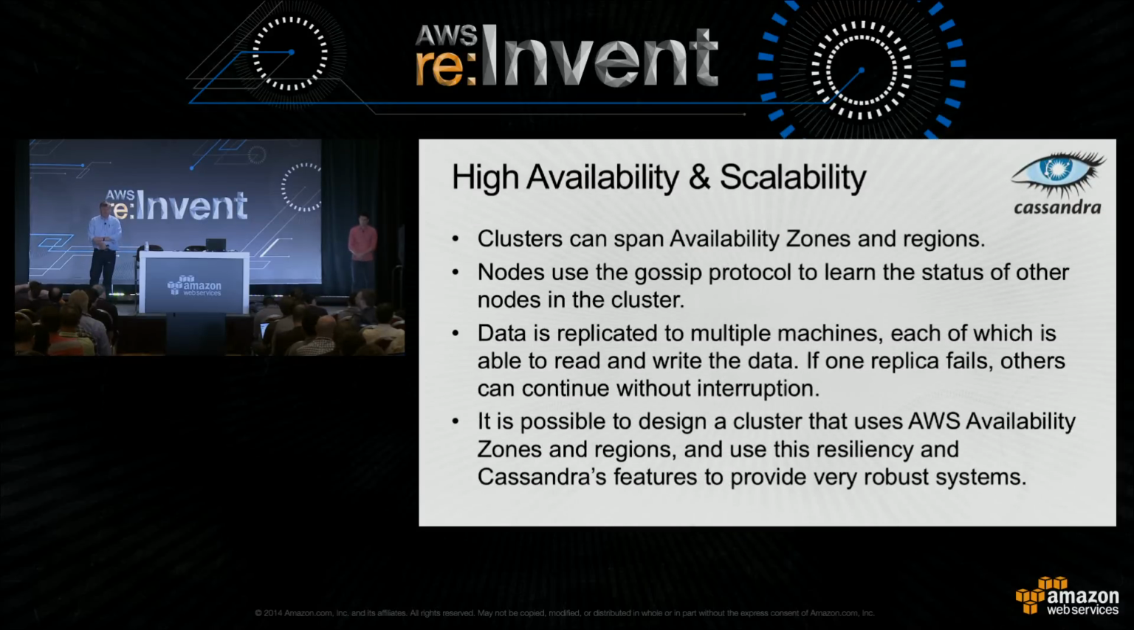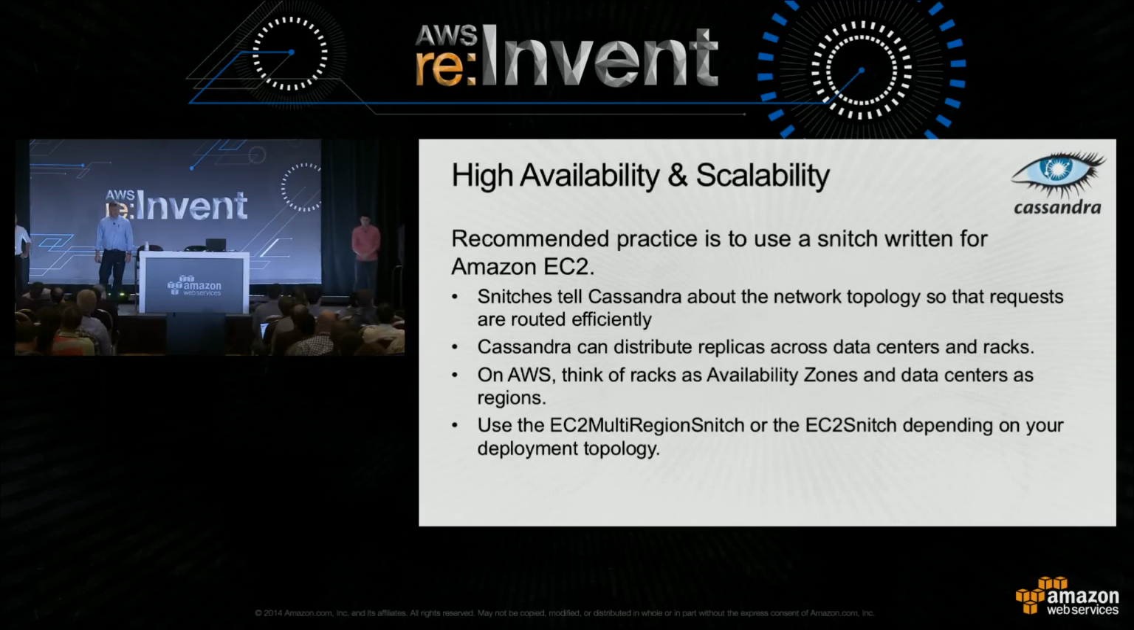In terms of availability and scalability, clusters can span Amazon availability zones and Amazon regions. Right? The nodes between them use this Gossip protocol that I told you about earlier to learn the status of other nodes in the cluster. And the data is replicated to multiple machines, and each is able to read and write independently. So if you lose a replica, you still have access to that same data. You can design a cluster, as I mentioned, across availability zones and regions. That gives you tremendous robustness in your cluster, as you can imagine.